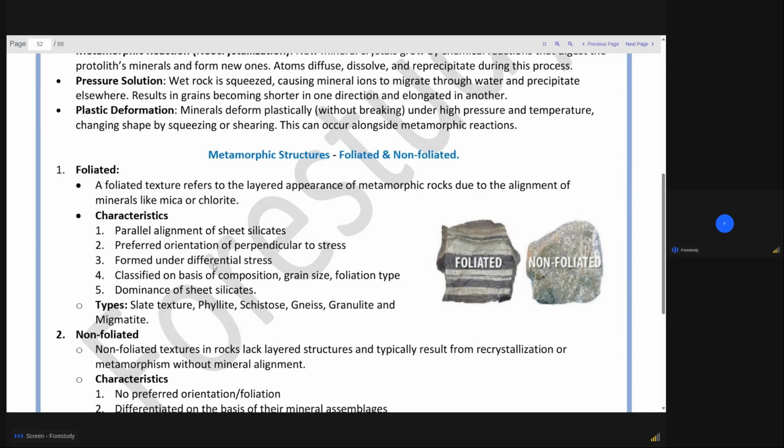Foliated rocks form under differential stress and are classified on the basis of composition, grain size, foliation type, and dominance of sheet silicates. Sheet silicates like mica and biotite are actually sheet-like minerals. So this will form the major foliated rocks: slate, phyllite, schist, gneiss, granulite, and migmatite.